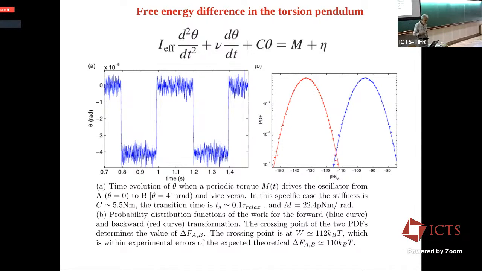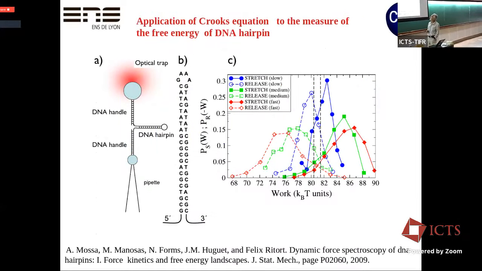But the Jarzynski equality has been used in many measurements. This was a later experiment. What they did really shows the power of this equality, which has a very strong application, especially in biophysics.